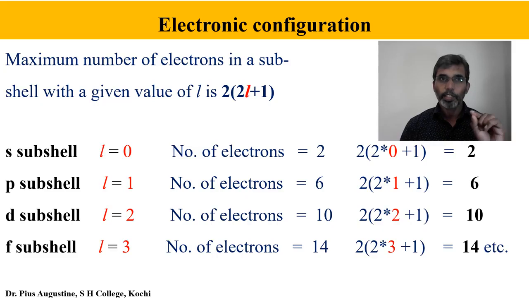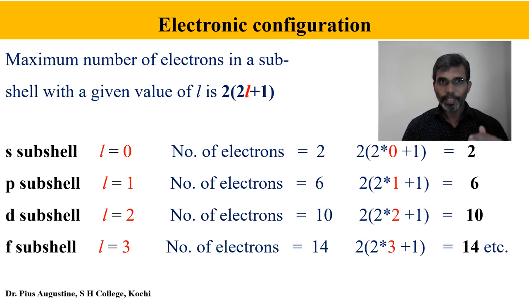In L shell, n is equal to 2, l is equal to 0, 1. Therefore the total number of electrons is 8, of which 2 are in s subshell and 6 are in p subshell. P subshell corresponds to l equal to 1 and has 6 electrons. Similarly for M shell, n is equal to 3, l is 0, 1 and 2, and subshells are s, p and d. So there will be 18 electrons: 2 electrons in s subshell, 6 electrons in l equal to 1, that is p subshell, and 10 electrons in l equal to 2 or d subshell.